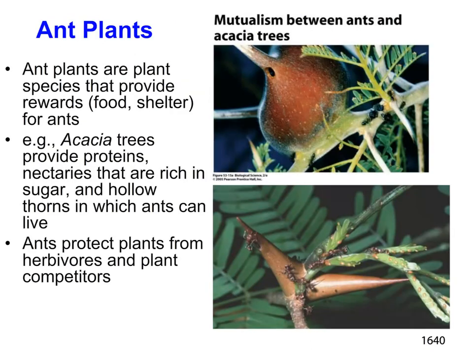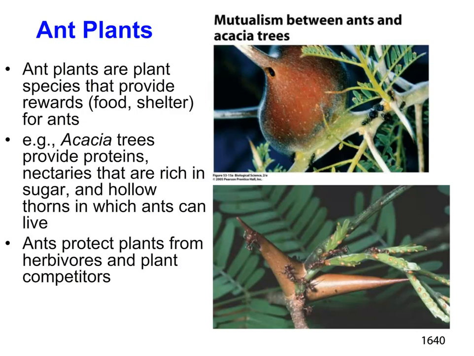Now, in addition to fungi, there are many different ant species that will have mutualistic relationships with plants as well, and those are called ant plants. So what happens is the ant plants are plant species that provide some sort of reward, like food or shelter for ants. A great example is acacia trees that will provide proteins, nectaries, and so forth that are rich in sugar. And then they provide hollow thorns where the ants can live. And the whole idea is the ants will protect plants from herbivores and plant competitors.